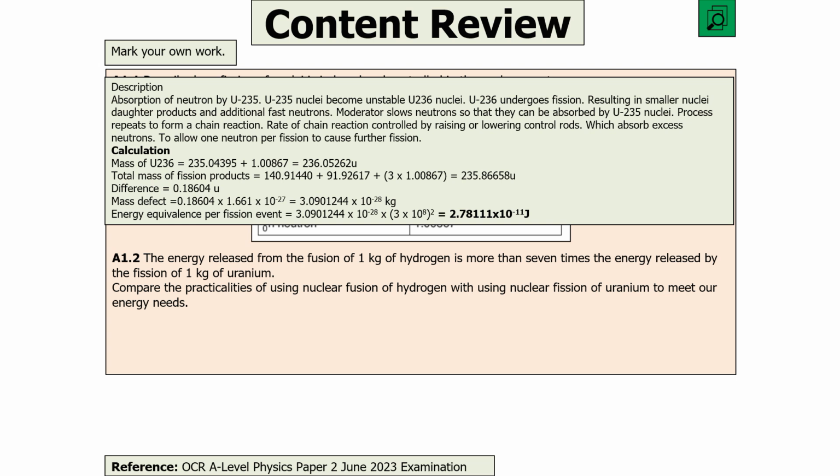So when you're working out your energy per fission event, you work out the mass of the uranium-236, and then you can find the total mass of the fission products, add them all through. Remember, there are going to be 3 neutrons produced, so you get 235.86658 U. Find the difference, 0.18604 U. Multiply that by 1.661 times 10 to the minus 27 to get that into kilograms. Then work out the energy equivalence by doing E equals mc squared, so we get 2.78 times 10 to the minus 11 joules.